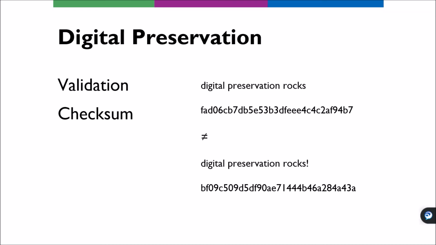For example, on the right, you'll see two checksums. The top is for the string "digital preservation rocks" with no exclamation point. Even though it's only a single character difference in the string, the checksum is completely different from the bottom one that does have an exclamation point. It's not just a little bit changed, it's completely changed. These are also examples of MD5 checksums. Checksums come in different flavors, but the most common you'll encounter are MD5, SHA-1, and SHA-256.